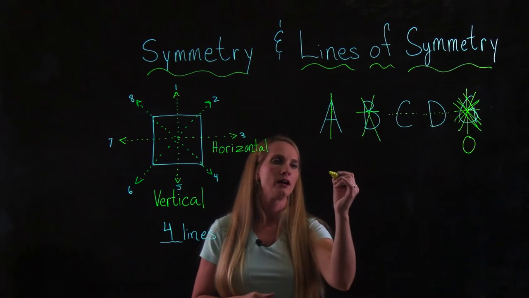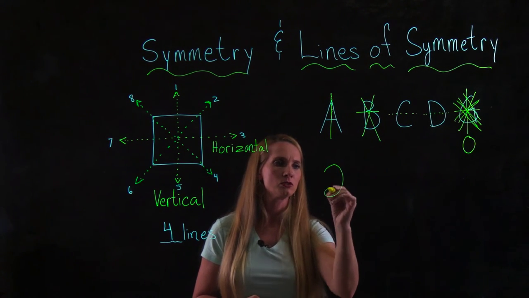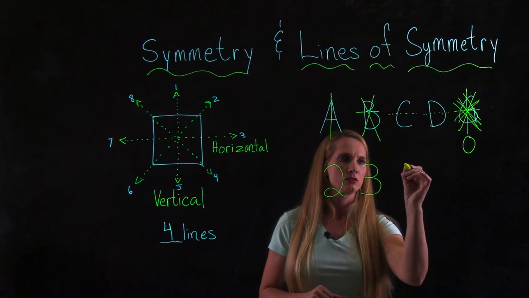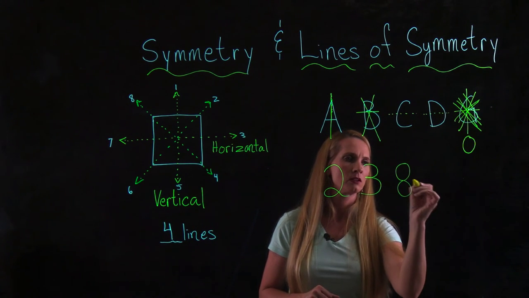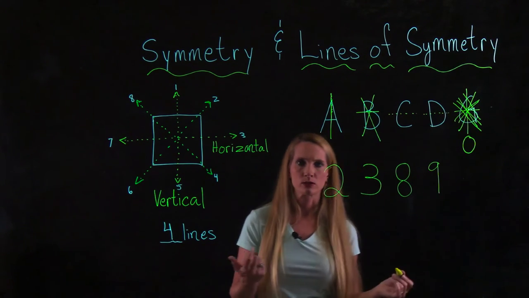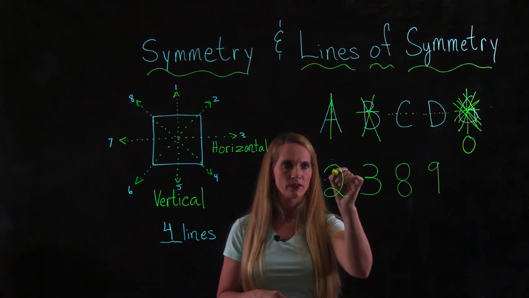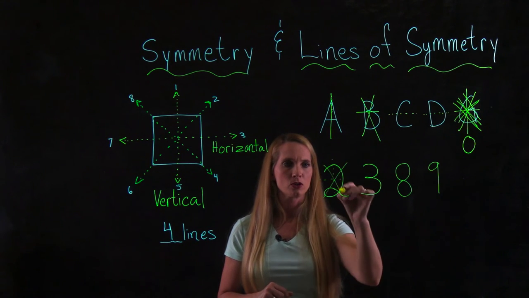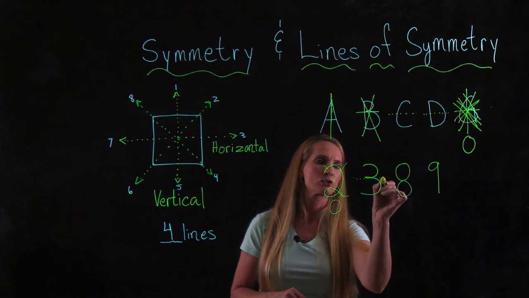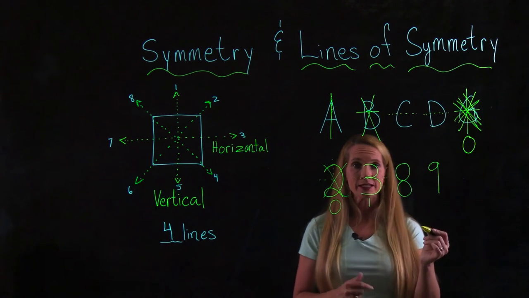Let's look at some numbers here. Let's take 2, 3, let's do 8, and let's do 9. All right, so if you look here, if I tried to fold the 2 here, I couldn't do it. If I fold it here, I couldn't do it. So that has 0 lines of symmetry. Now my 3 is a little more symmetrical, so if I do this, I could see it would have 1 line of symmetry. My 8, a little different.